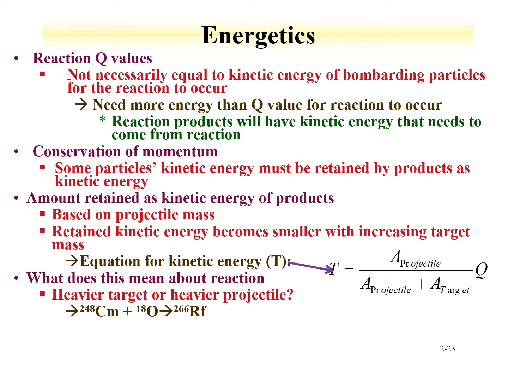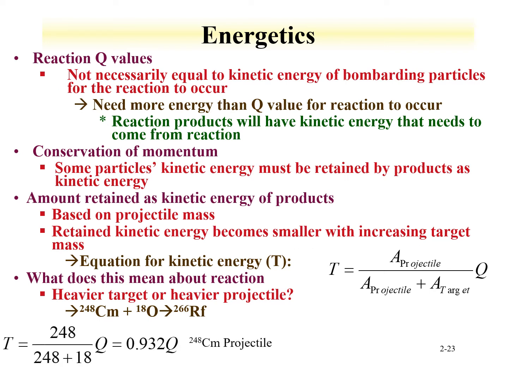Now let's think about what this means for a reaction where I'm making a compound nucleus. Let's make this a relatively straightforward reaction: curium plus oxygen-18 going to rutherfordium-266. What does this mean if I either accelerate oxygen into a curium target or curium into an oxygen target? Well, if I accelerate the curium into an oxygen target, using the curium as a projectile, this kinetic energy is about equal to the Q value.